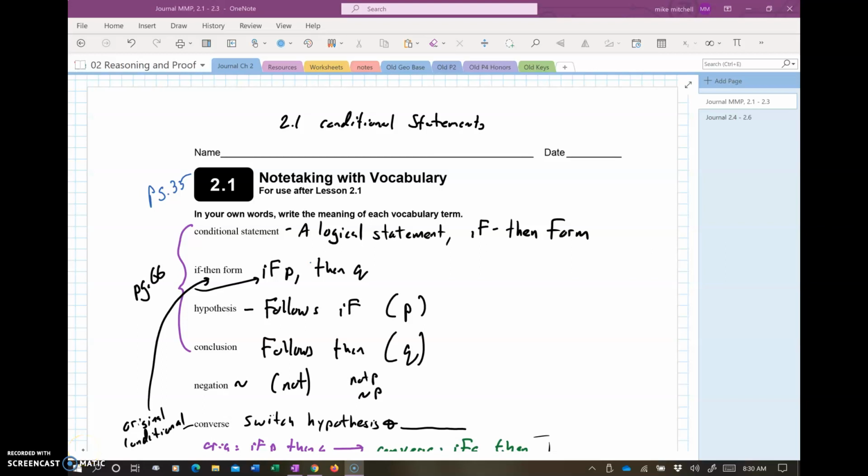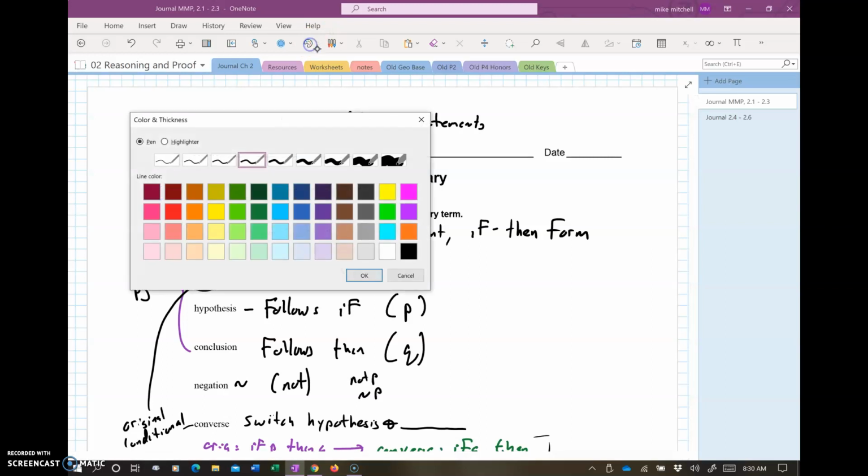Okay, welcome to 2.1 Journal Vocab Notes and Practice. 2.1 starts on page 66 in your book. It is conditional statements. By conditional statement, that's our first definition here.